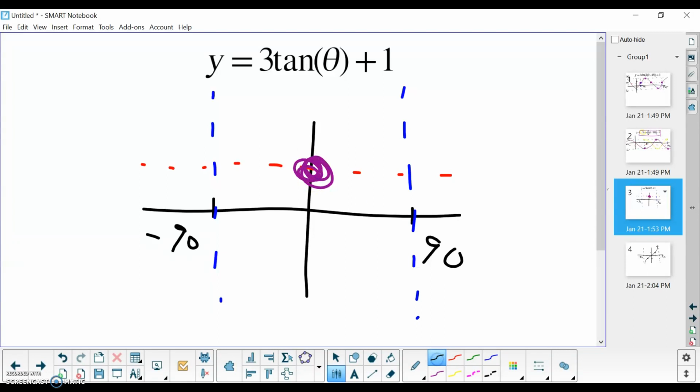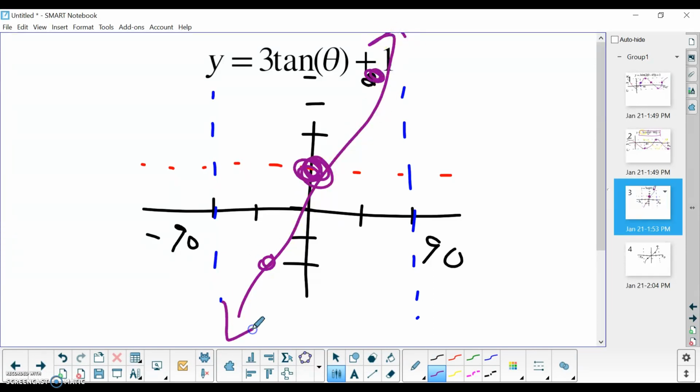And when we go out to our quarter waypoints, in this case 45 and -45, we'll graph up 3 because of our vertical stretch, and down 3. And so our graph will go through that point, that point, and that point. And we can sketch our tangent graph in like that.